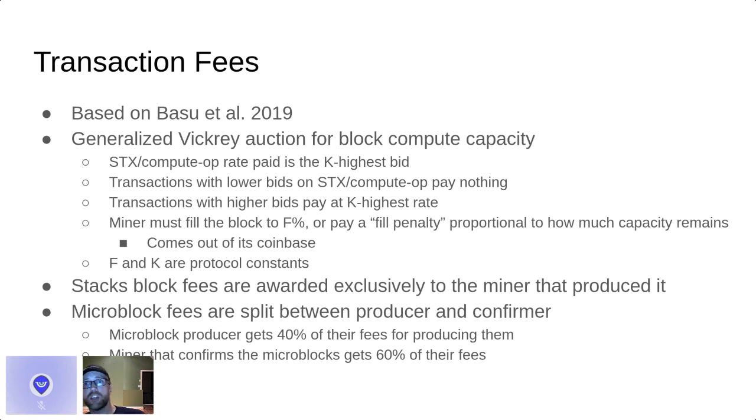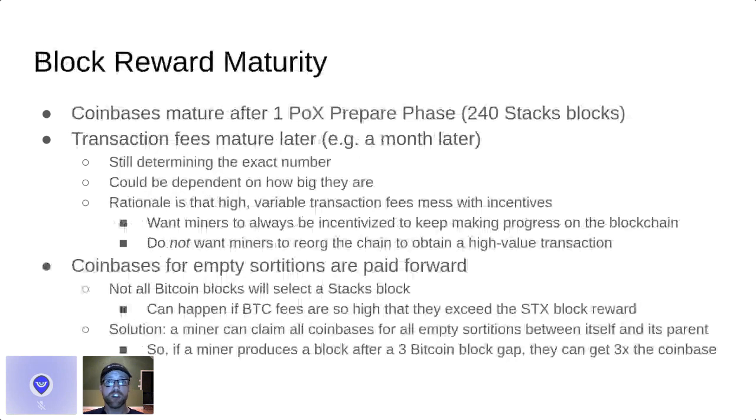So speaking of maturity, the way that block reward maturity works is as follows. You don't get your Coinbases immediately. They actually have to be locked up for 240 Stacks blocks before you can get them. The reason for this is that we want miners to keep working on the chain after they've made their block. Otherwise, they could just double spend exchanges, for example, by mining off the chain tip, mining conflicting blocks with the block that they produced over and over again.